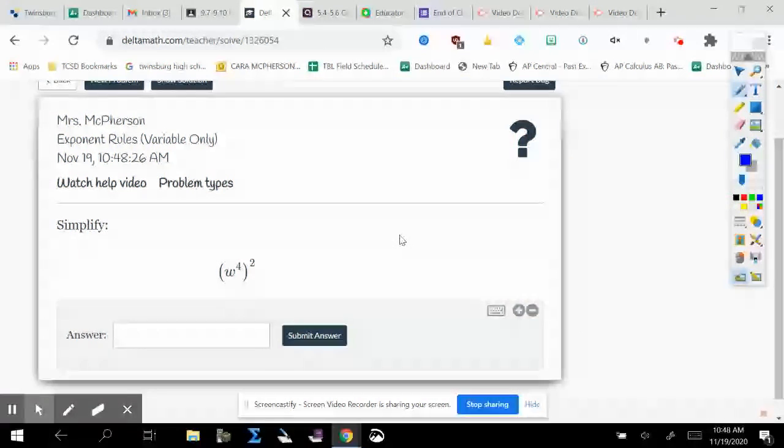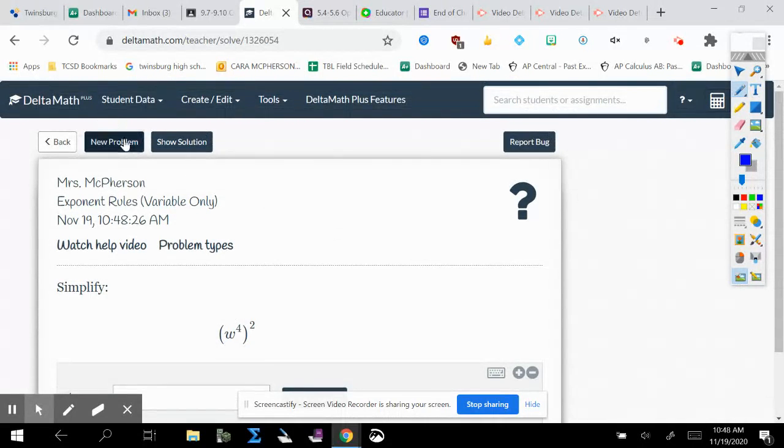If it's variable only, these are really quick. Like this one is power to a power, so you would just multiply. This one is now when you're multiplying bases, you add the powers. So you're going to see some variety like that.